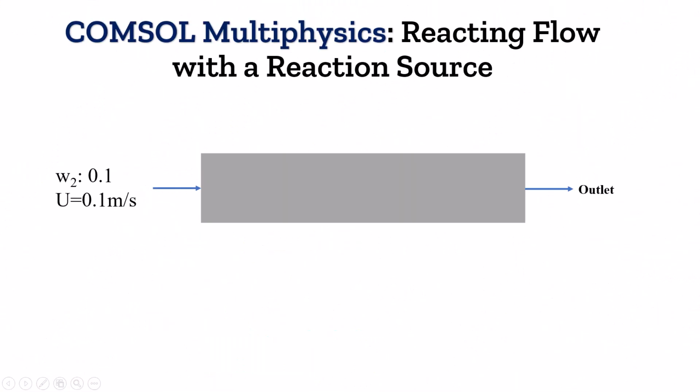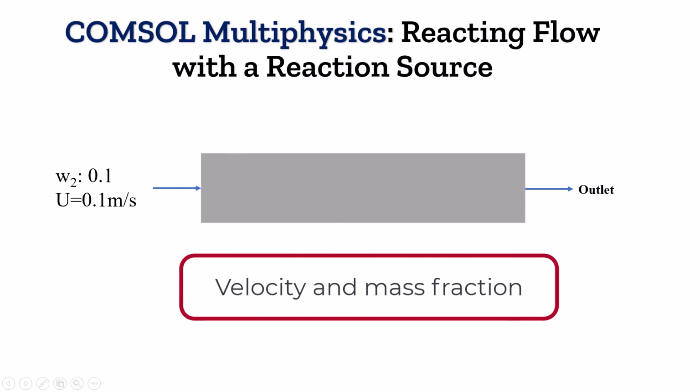Hello and welcome. In this video, I'm going to show you how to model mass transfer with convection in COMSOL Multiphysics. We'll simulate a reacting flow with reaction source. At the inlet, the velocity is 0.1 meter per second and the mass fraction of component 2 is 0.1. Our goal is to determine the velocity and mass fraction distribution throughout the domain.